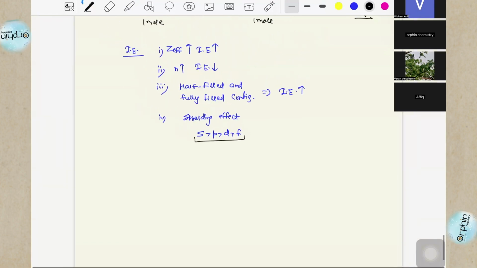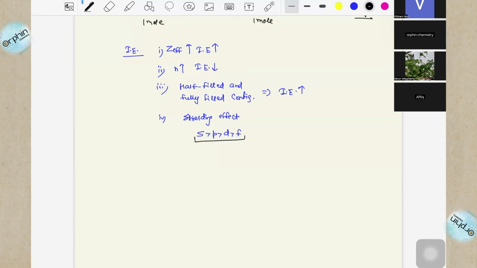And it is not the order of ionization energy that S will always be more than P, then D, then F. It is not like that. The shielding effect can change the expected order. That's the meaning. Okay, so now these four things are there.